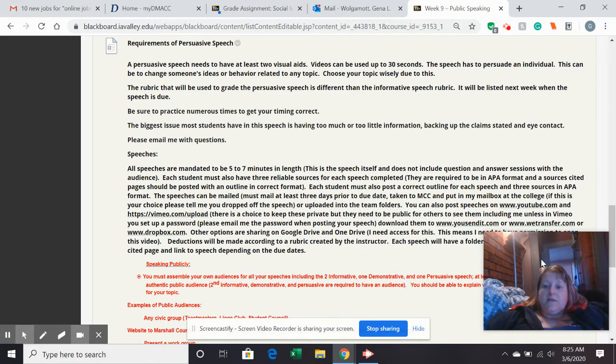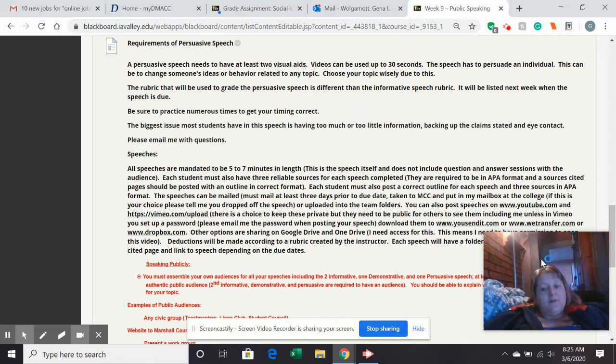The speech has to persuade someone to think, do, or feel something. Use persuasive language. Everyone should donate to the food bank, for example. Practice numerous times. Find an issue that you're really passionate about and be sure you back up your claims.